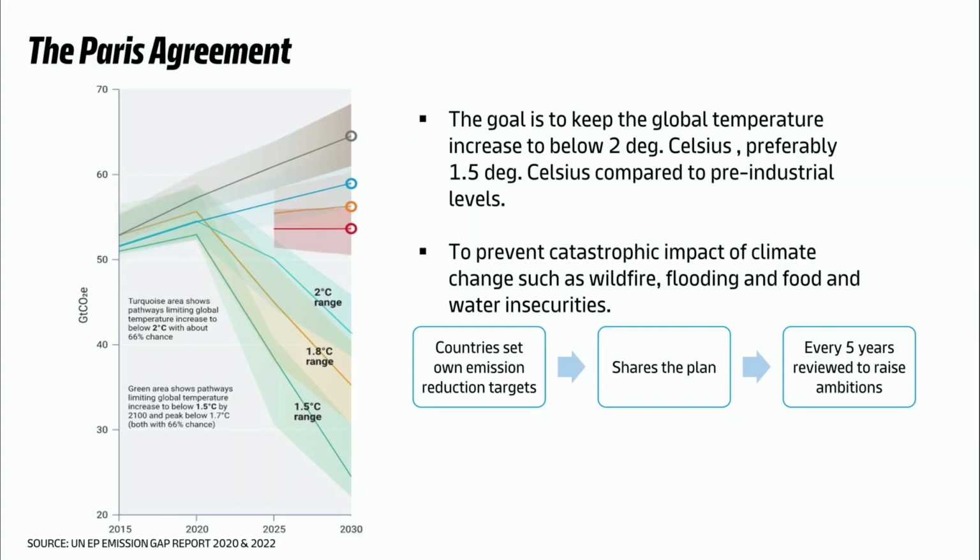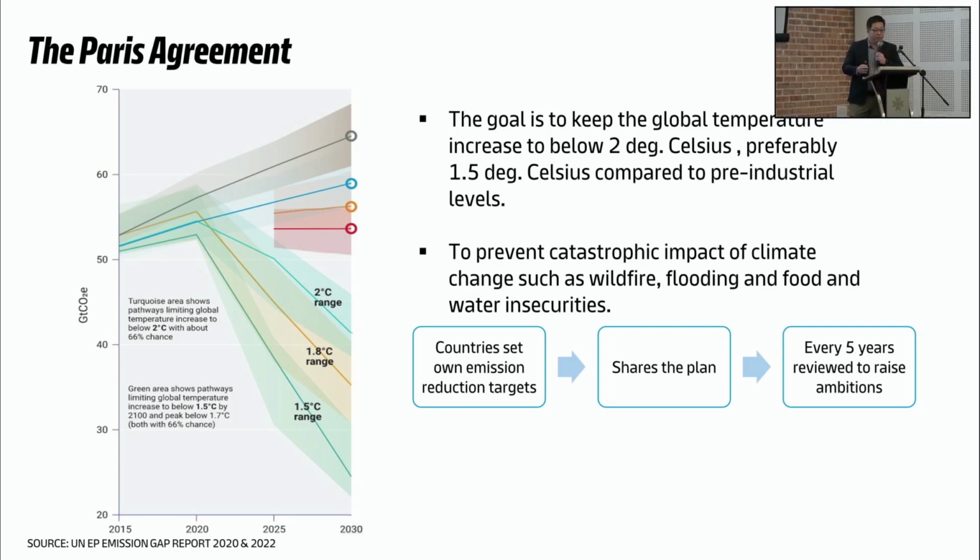Now, in the video, if you notice, it says that the goal in combating climate change is to reduce the global temperature increase to be not more than 2 degrees Celsius. It could be 1.8, 1.9, but preferably not more than 1.5 degrees Celsius compared to pre-industrial levels, which is around the 1850s, back before the industrial revolution.